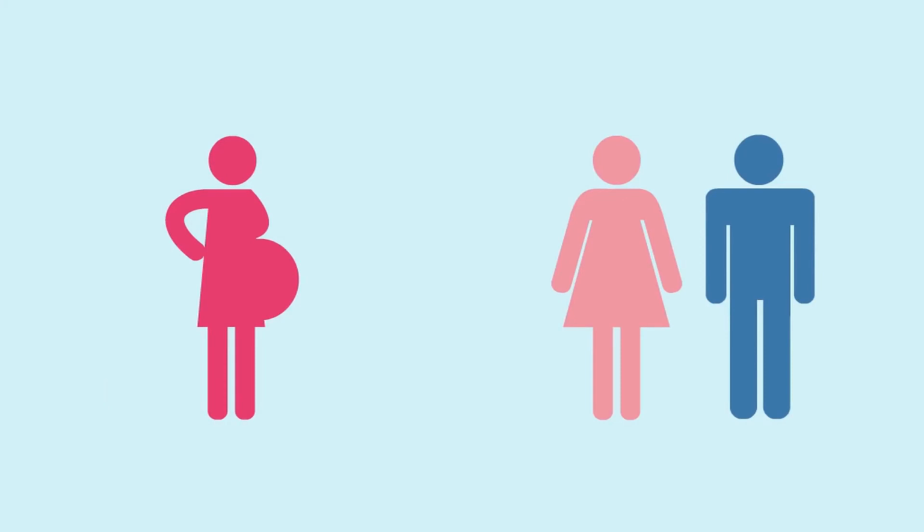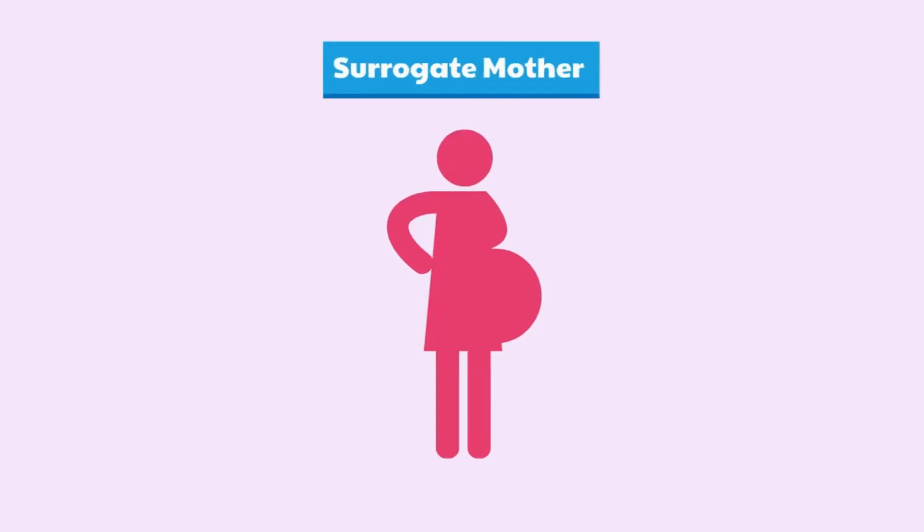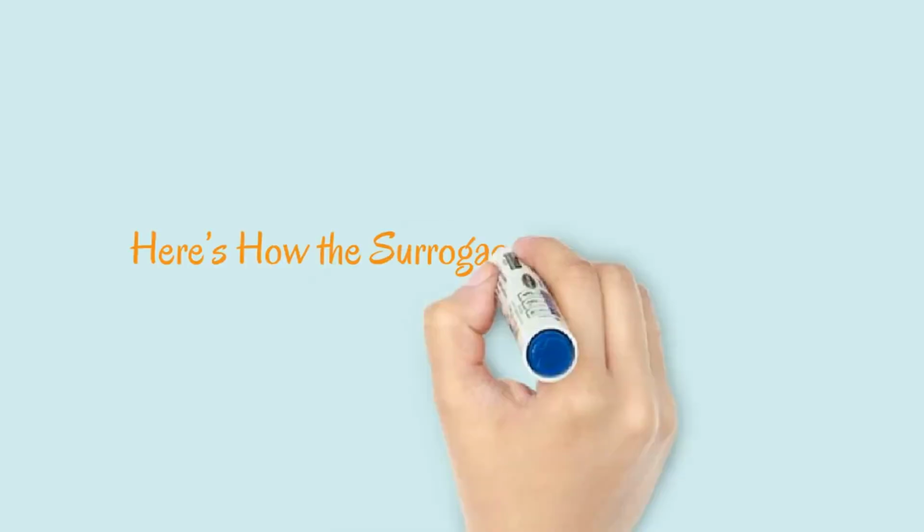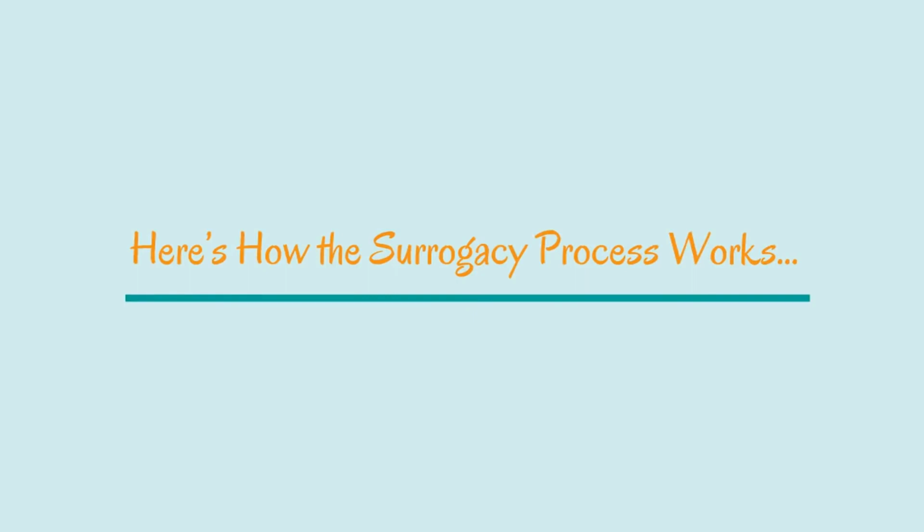The process of surrogacy entails the use of one woman's uterus to implant and carry the embryo of a child, as well as to deliver the baby for another individual or couple. The woman who carries the child is referred to as a surrogate mother. Here's how the surrogacy process works.